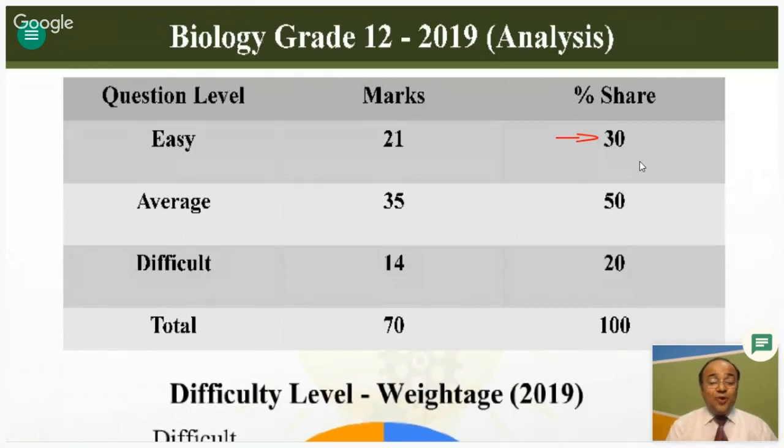There were very few direct questions and very few easy questions over there compared to the previous years, right? And I'm discussing our analysis based on the Delhi Region paper. So for average questions, 50% of the paper was almost average, and then almost 20% of the paper was pretty difficult. The same can be reflected over here in your pie chart.